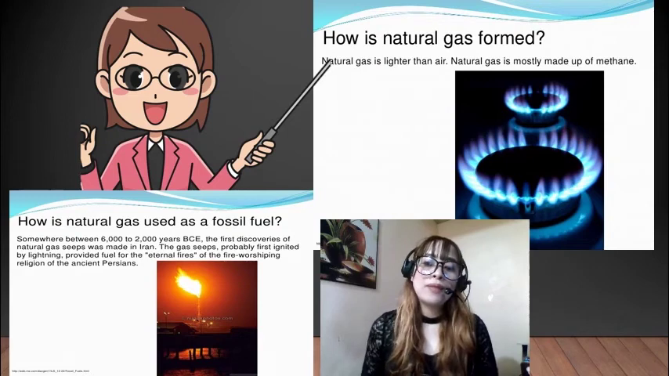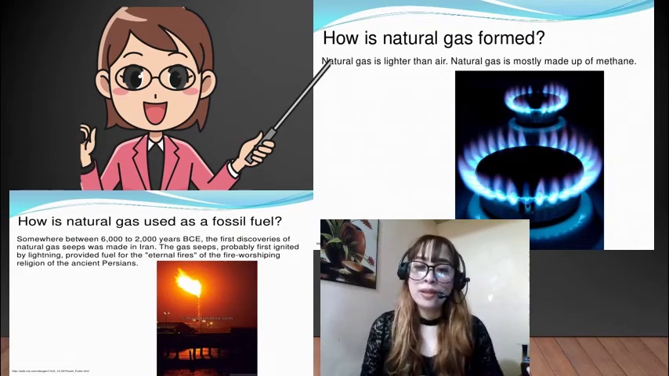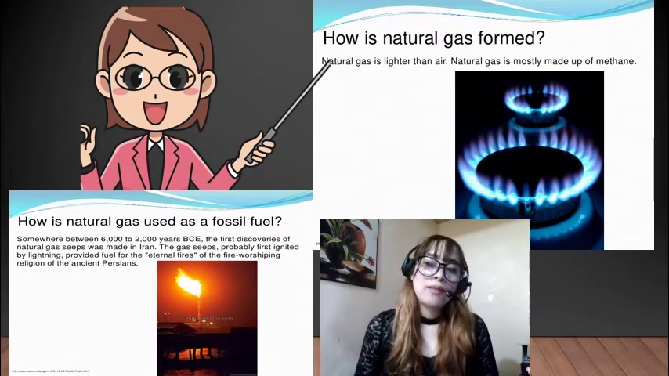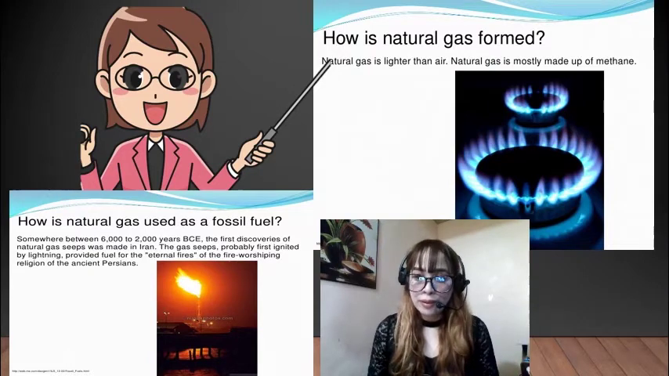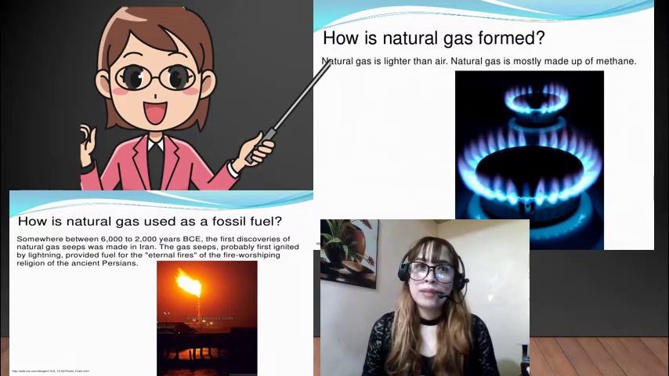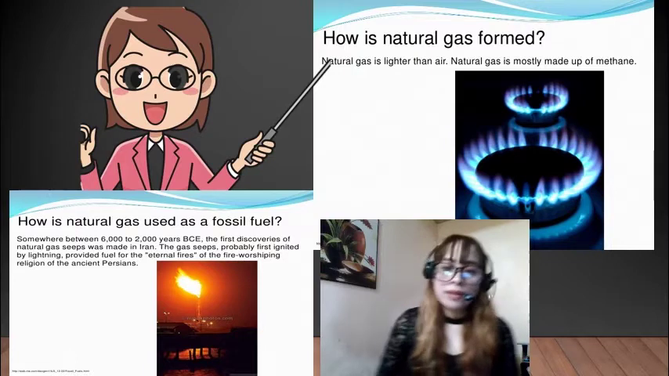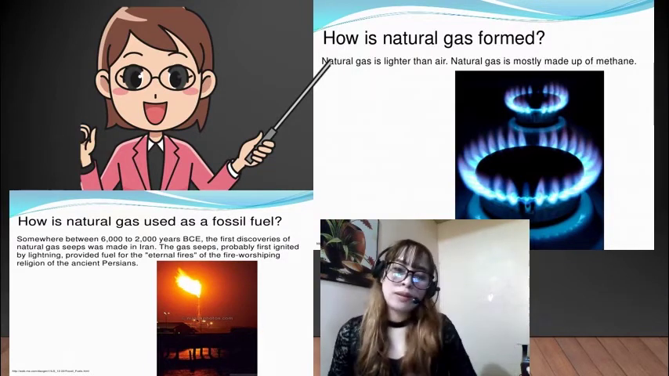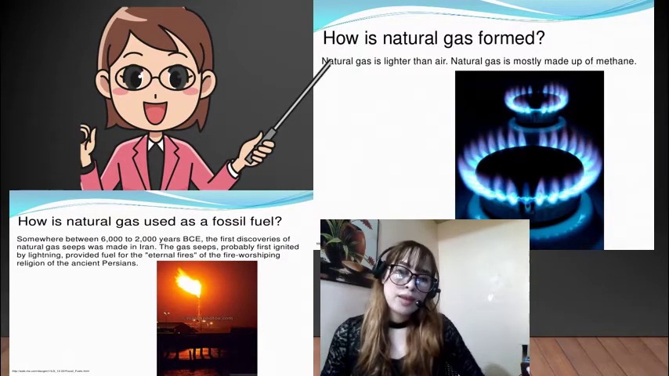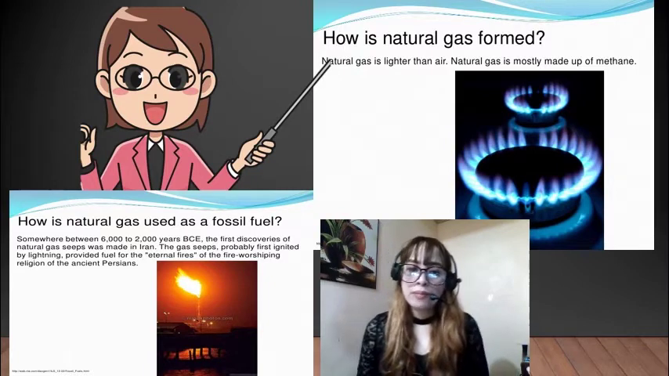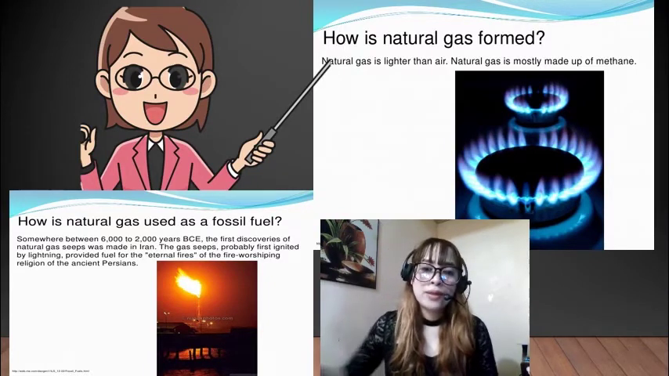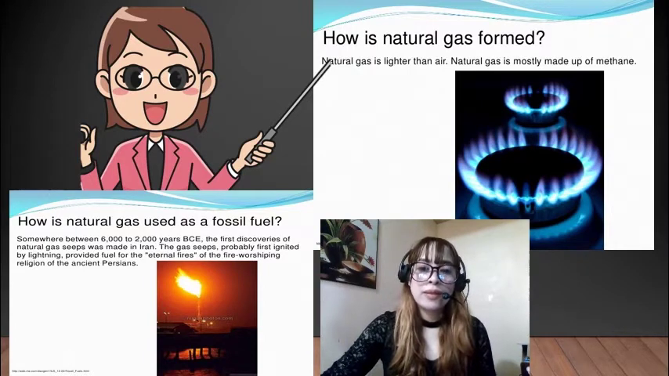Now, how are they formed? As mentioned, their formation is the same as the formation of oil. Because of these marine organisms that are dead and decomposed for a long period of time, and are compressed, and because of heat and pressure, the remains of these marine organisms are converted into natural gas.